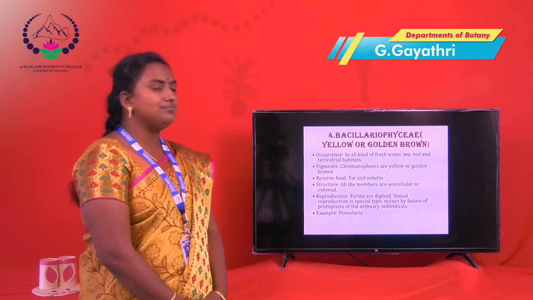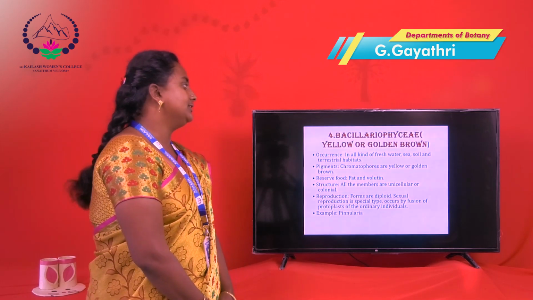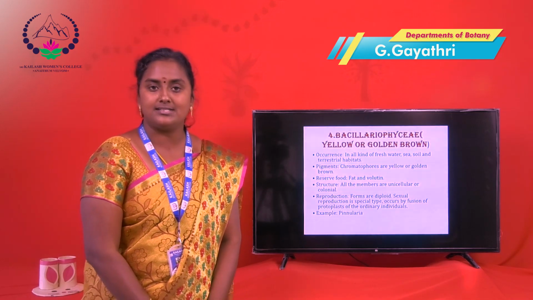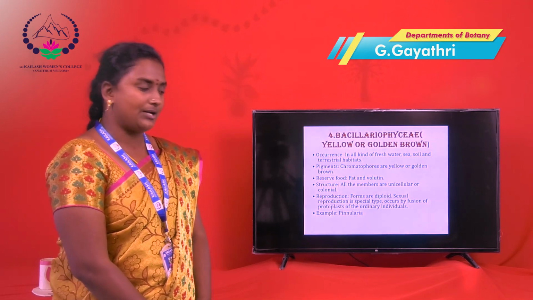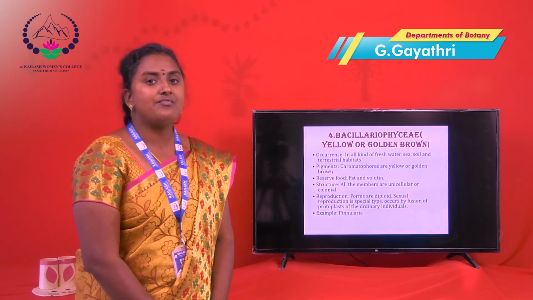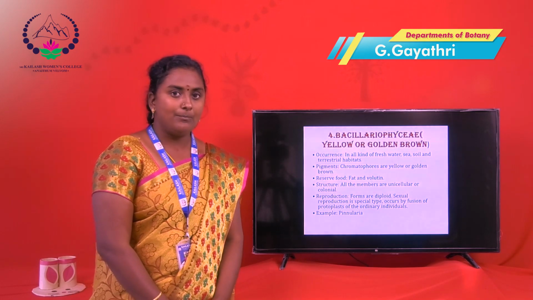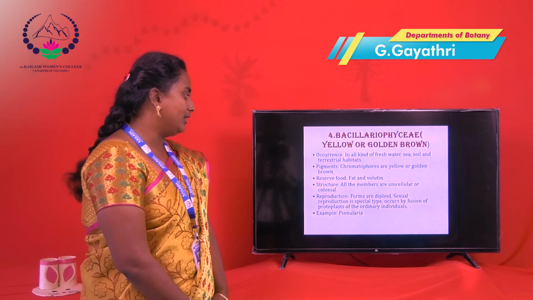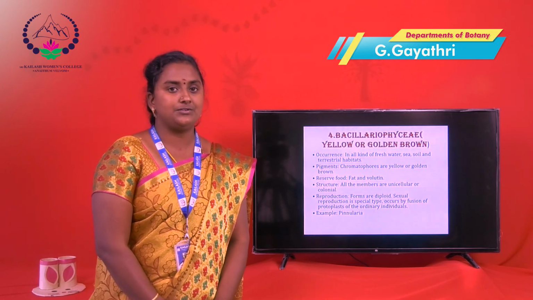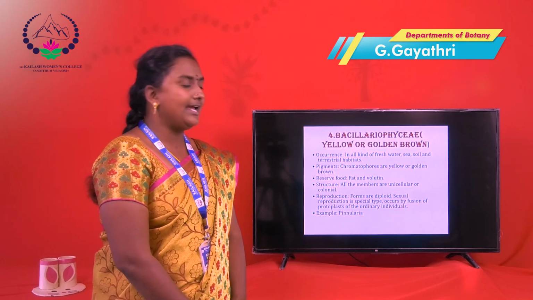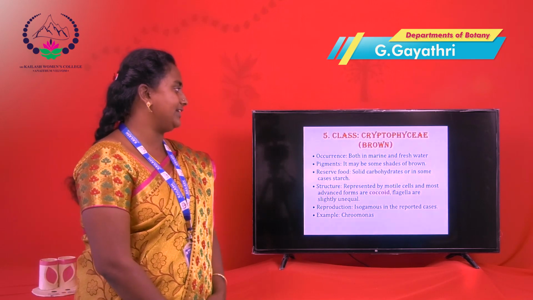The next class is Bacillariophyceae. It's a yellow or golden brown algae. The occurrence is most of freshwater, sea and terrestrial habitats. Pigments are yellow or golden brown. Reserve food material is fat and volutin. Structure is mostly unicellular but few are colonial in form. Reproduction is a special type, a protoplast fusion in some cases. Example of this is Spirulina.